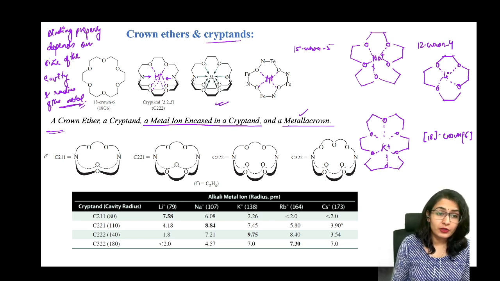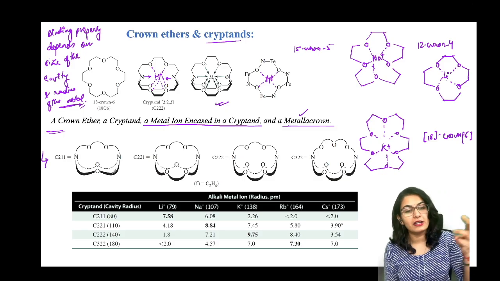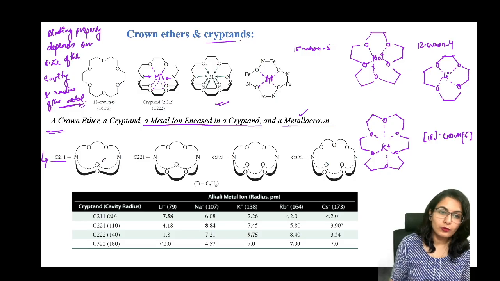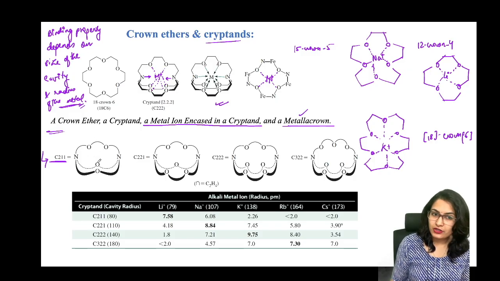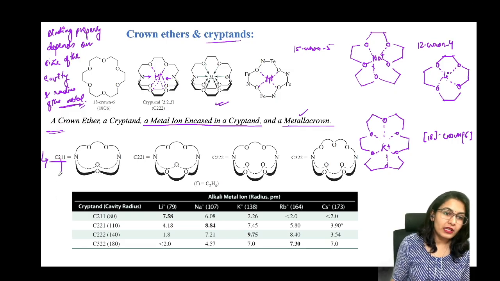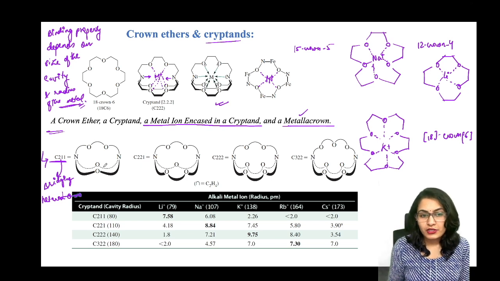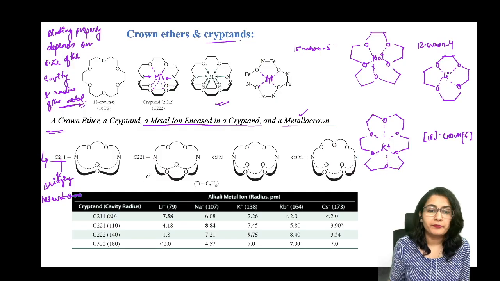Now we move onwards to cryptands. What are cryptands? You've seen already there are going to be 3 chains. How are we going to name them? Look, C211. 211 means 2 oxygens in one chain, 1 oxygen and 1 oxygen in the rest of the 2 chains. So what are we writing? We are writing bridging heteroatoms. 2 oxygen, 1 oxygen, 1 oxygen. This is smaller. So the cavity size is also going to be small.